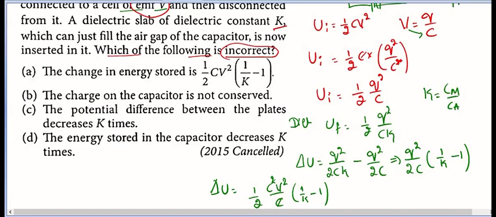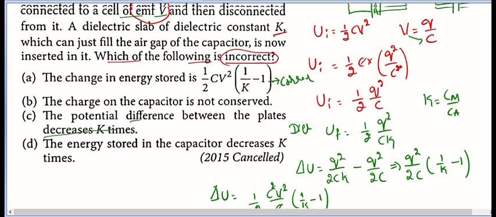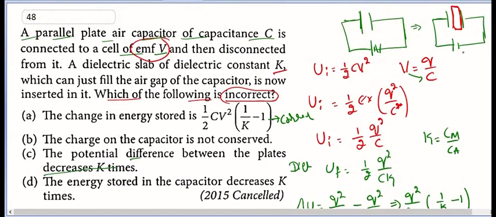So this is a correct statement. The potential difference between the plates decreases by K. What happens to the potential difference? When the dielectric slab is introduced, the potential decreases by K times. This is also a correct statement. The energy stored in the capacitor decreases by K times. So the energy also decreases by K times. This is also correct.